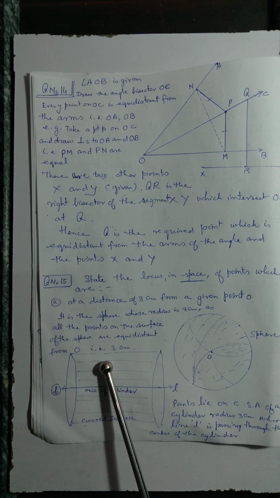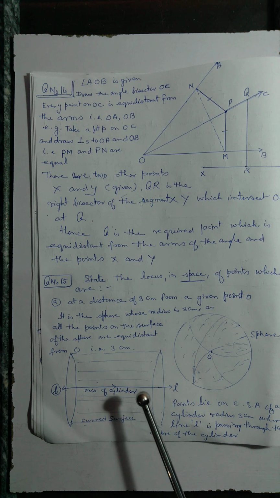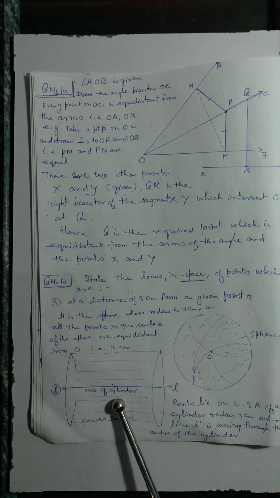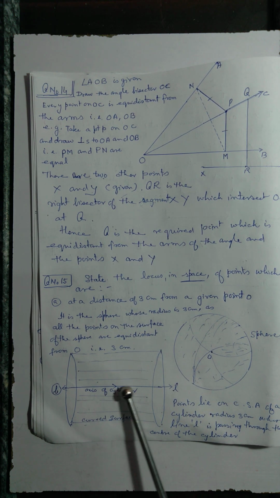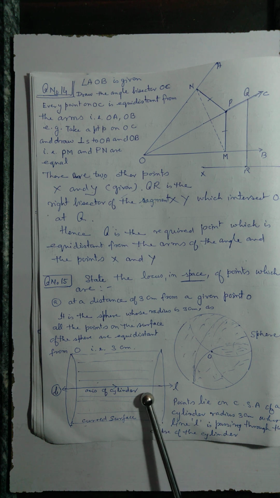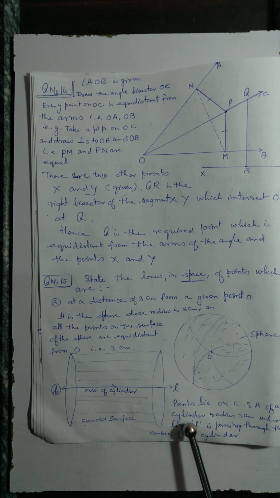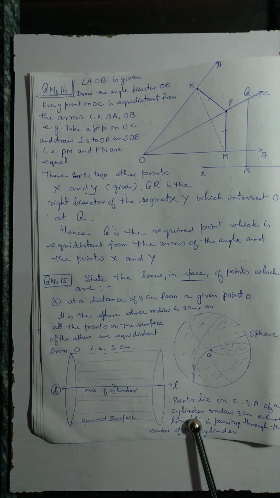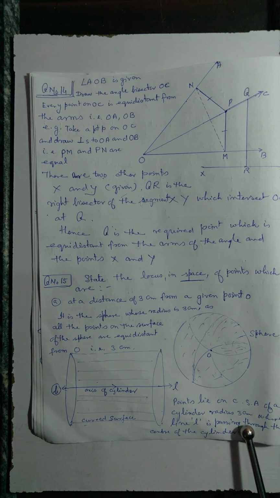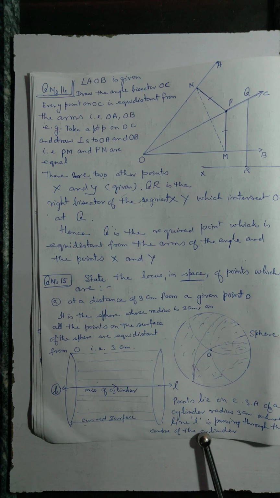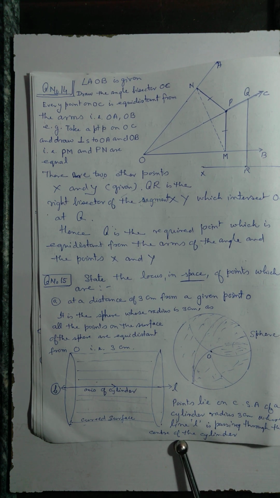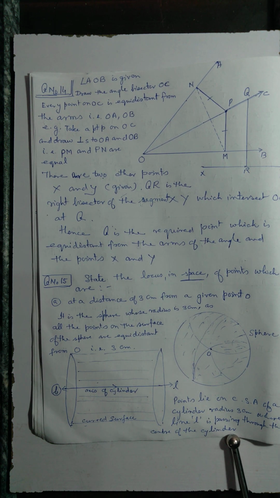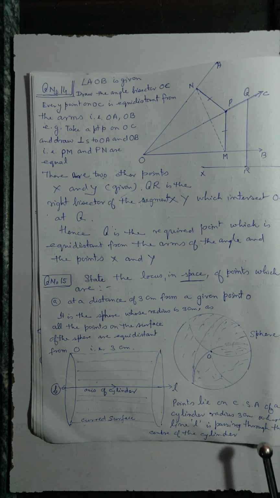The points which lie on the curved surface are equidistant, that is 3 cm, from this axle or axis of the cylinder. So the points lie on the curved surface area of a cylinder of radius 3 cm, where line L is passing through the center of the cylinder. So the B part is over here.